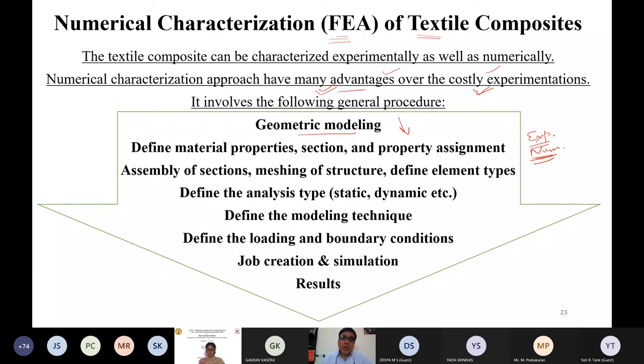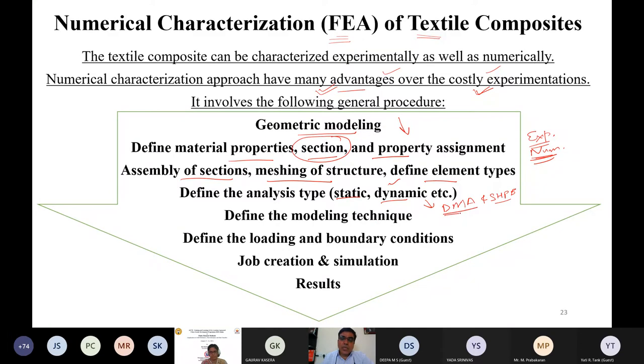What is the sequence? First, make the geometric model of the architecture, then define the material property, section it, and assign the property. Of course, then assemble the sections, because various subsections will be there. You have to assemble it, test the structure, define the element types, and then define the analysis type, whether you are doing static analysis or dynamic, or structural, or whether it is high strain rate analysis, which will come under the category of dynamic only. But within dynamic, you can have something like DMA, dynamic mechanical analyzer equivalent, or maybe SSBB equivalent, right? I hope you understood.